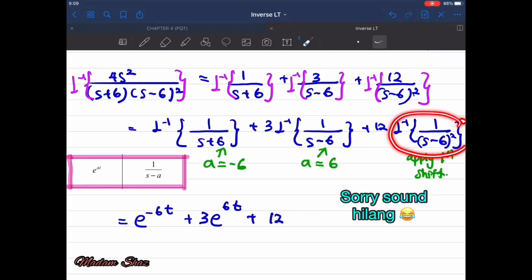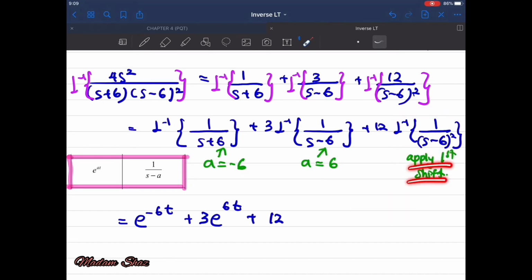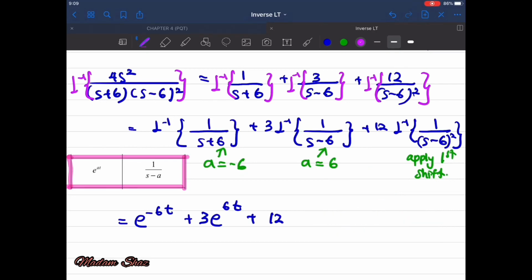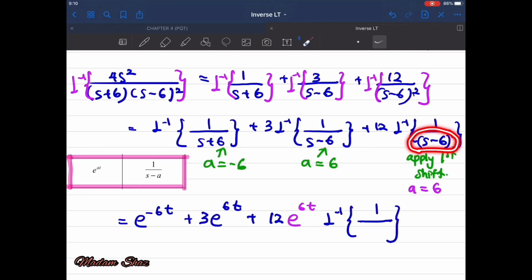Laplace inverse of 1 over (s minus 6) to the power of 2, we have to apply the first shift inverse Laplace transform. In order to apply it, we have to determine the value of a. For this one, a is equal to 6. Once we declare the value of a equal to 6, we have to write exponent at in front of the Laplace inverse. So 12 exponent 6t Laplace inverse of 1 over, where we change s minus a, so (s minus 6) to the power of 2 will become s to the power of 2.